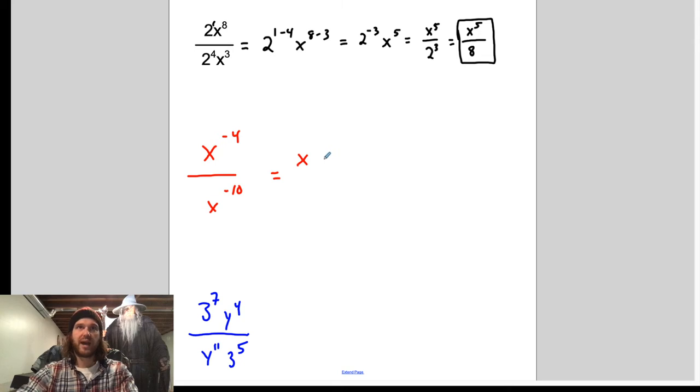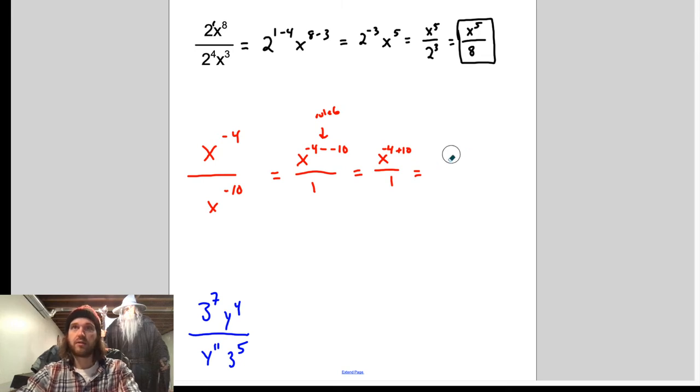So here we're going to do x, and then we do the top minus the bottom. Be very careful here, because it's negative 4 minus negative 10. You have to include the subtraction sign from rule 6 plus the additional minus sign from the 10. All right, and that's over 1. So in the numerator, we have x to the negative 4 plus 10. I'm going to go ahead and change the sign over 1, which is x to the 6th, and that's it. We don't need to write over 1. We're all done. X to the 6th is all it is.